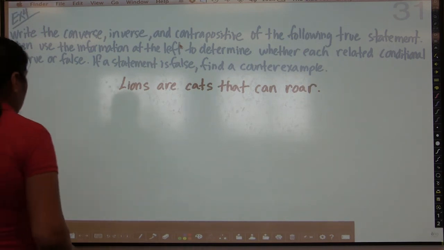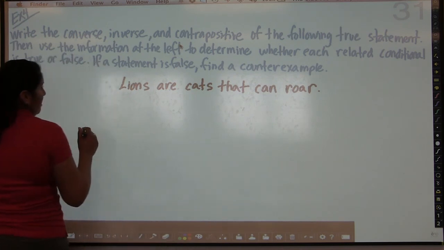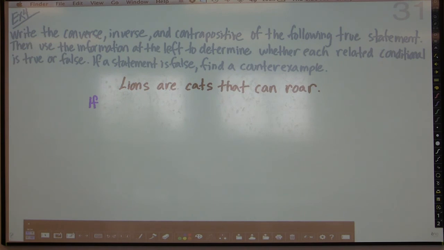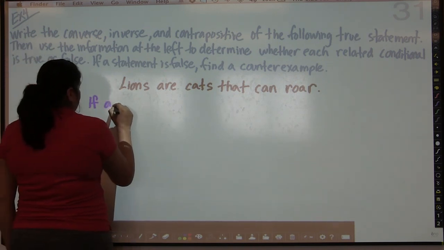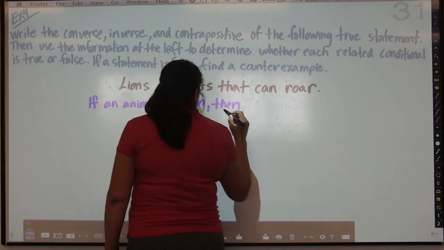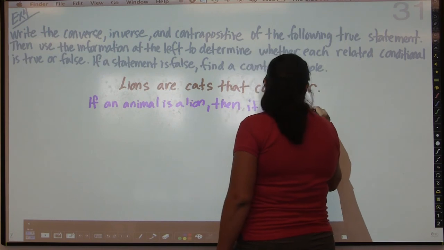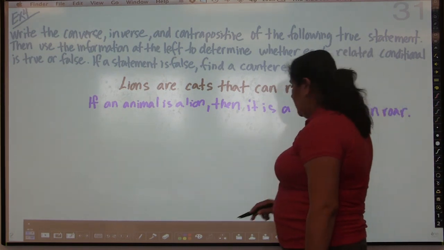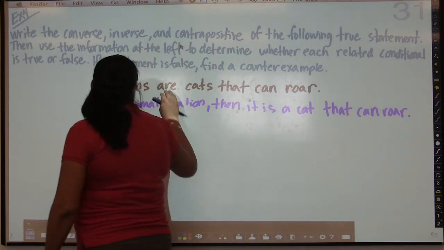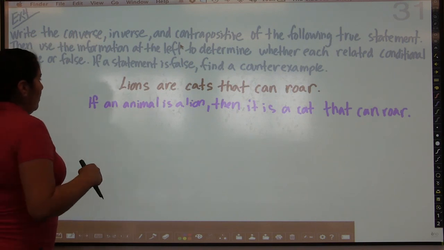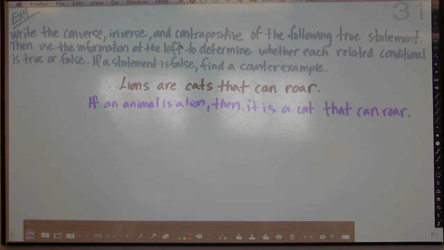First and foremost, I want to write this in the if-then format. I'm talking about lions are cats that can roar. So if you are a lion, and I'm guessing you're not because you're human, so we'll say if an animal is a lion, then it is a cat that can roar. Now, to be clear, this is just me taking the actual statement and making it into the if-then statement. That'll make it easier for us to write the converse, the inverse, and the contrapositive. If an animal is a lion, then it is a cat that can roar.